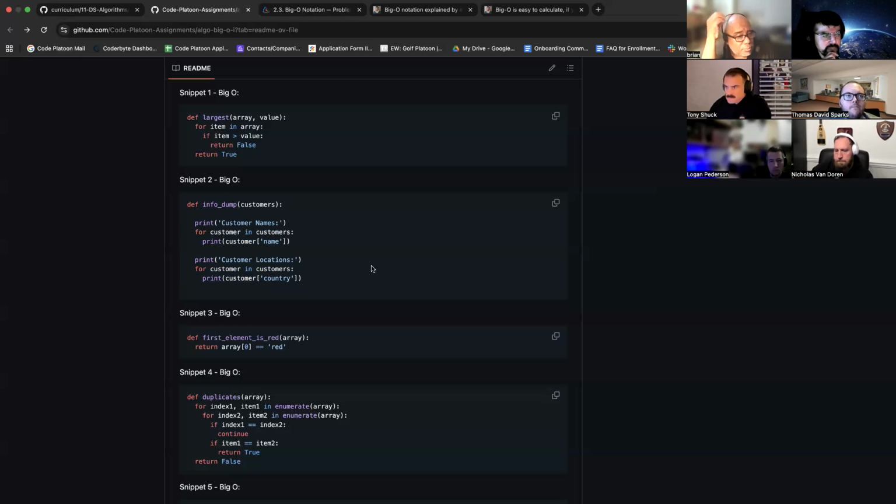I'm not trying to trick you. I'm never trying to trick you. Look at snippet 2. Without really looking at it that much, I said just assume this is a list. I was actually wrong. But just looking at it, you know it's a dictionary because it's accessing specific keys named name and country. So I know for sure that customers has to be a dictionary.